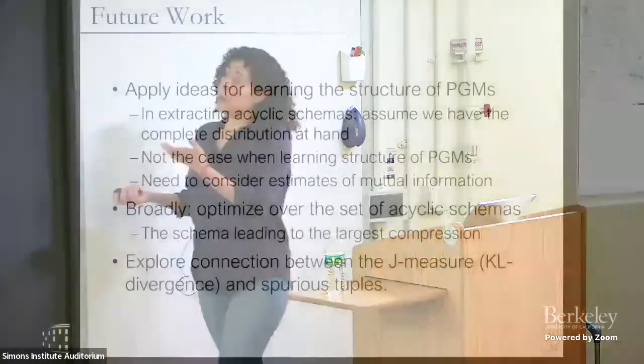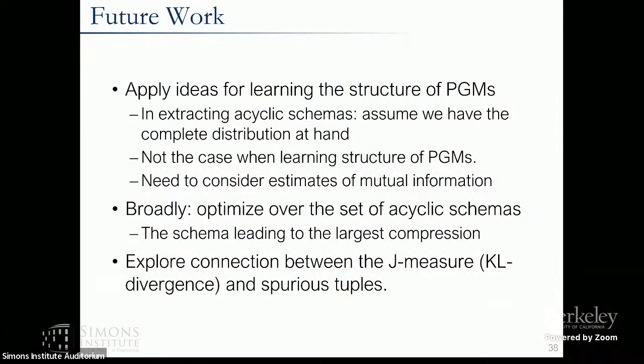But in the general case, we assume that we only have samples from the distribution, and then we cannot really compute the conditional mutual information exactly. We have estimates of it, and it is not clear how to define the approximation in this sense. Broadly, what we're looking to do is optimize over this set of acyclic schemes. We are currently able to quite efficiently enumerate all of them, but we would like to be able to optimize over this set.